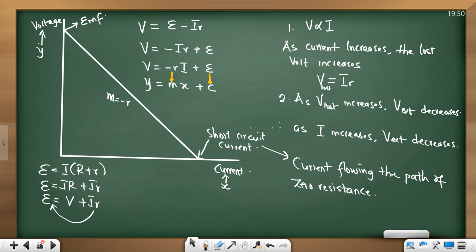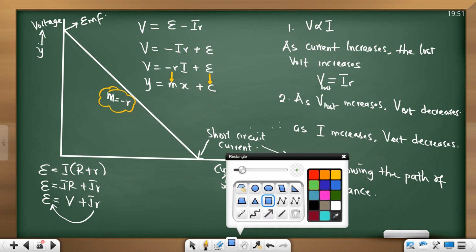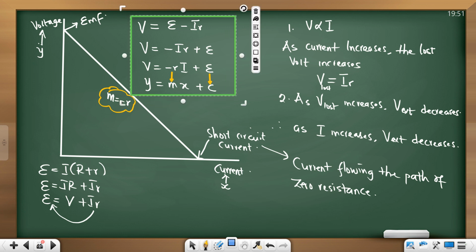We said as current increases, the lost volt increases. And as the lost volt increases, V external decreases. So as current increases, our V external decreases. That's why we have a negative gradient. And all you need to do is to use your y equals mx plus c. Your gradient becomes internal resistance. So all we did was to rearrange. You see, we rearranged in terms of y equals mx plus c. So you would notice my y is V. And my x is current. So my m is negative r. We just compare.